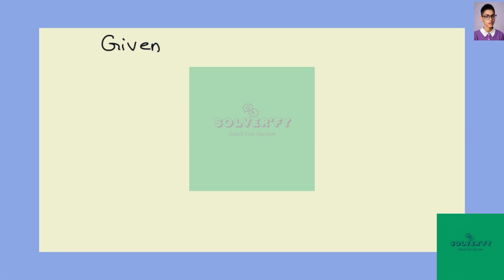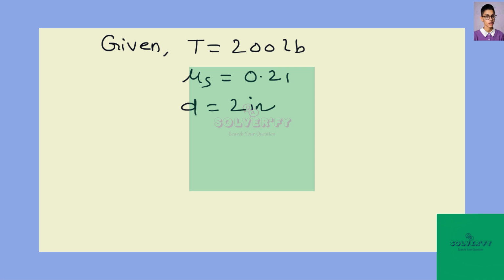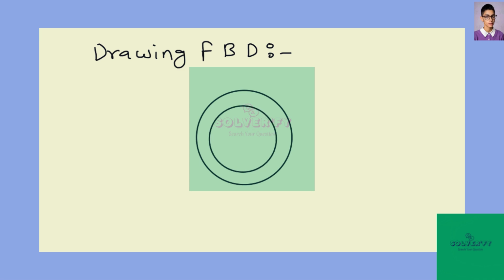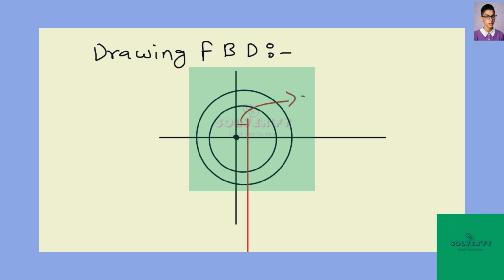First, we are going to write the given data: T is equal to 200 lb, mu s is equal to 0.21, d is equal to 2 in. Now, drawing the free body diagram of the given system in the question and writing all the forces acting on this system to solve this numerical more easily.